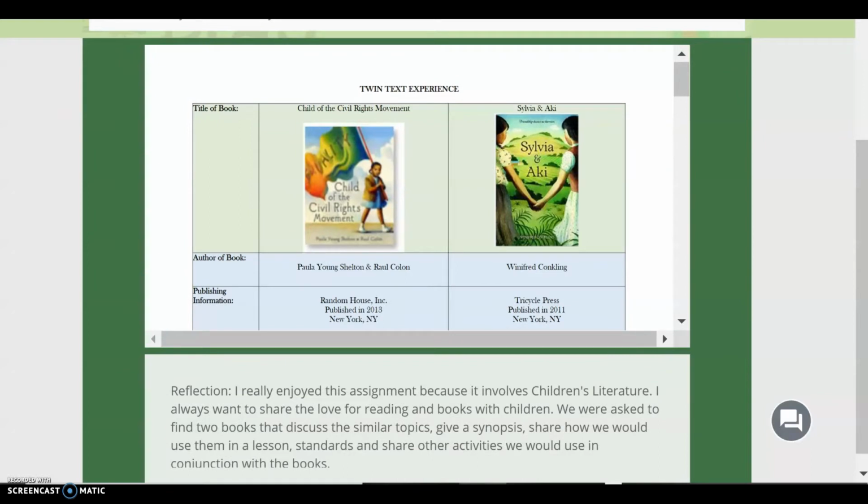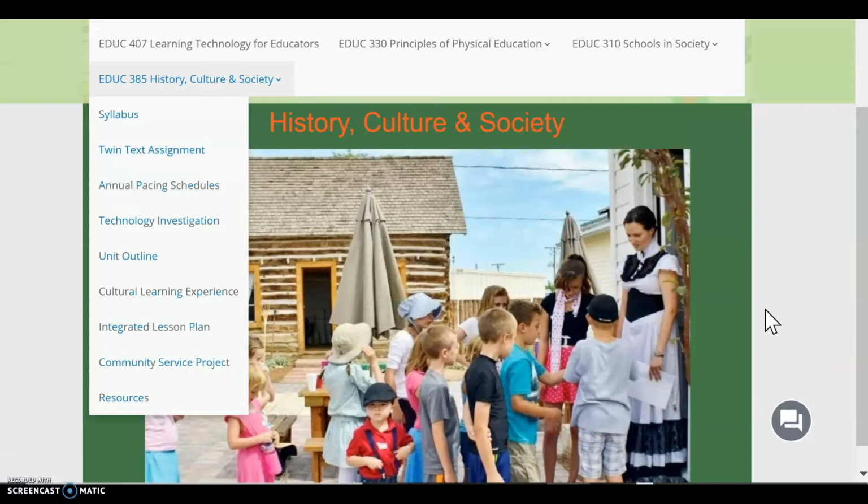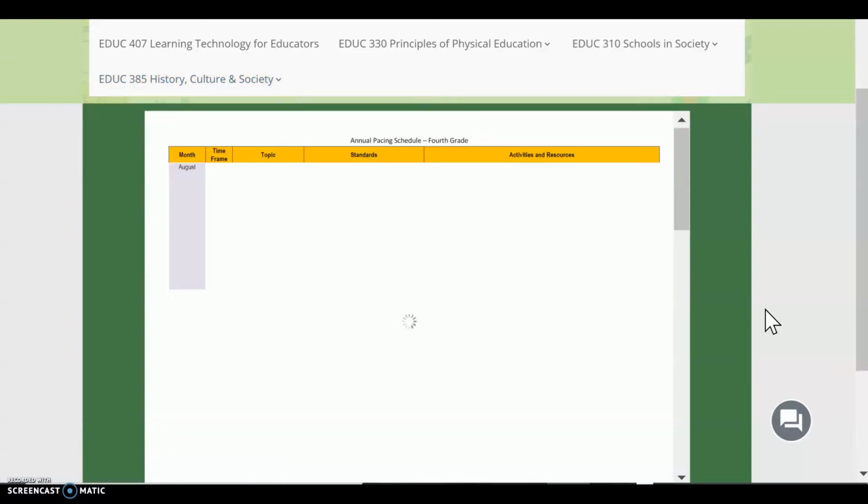I love this assignment because it involved children's literature, and you always want to encourage students to love books, to read, so this was a fun assignment.